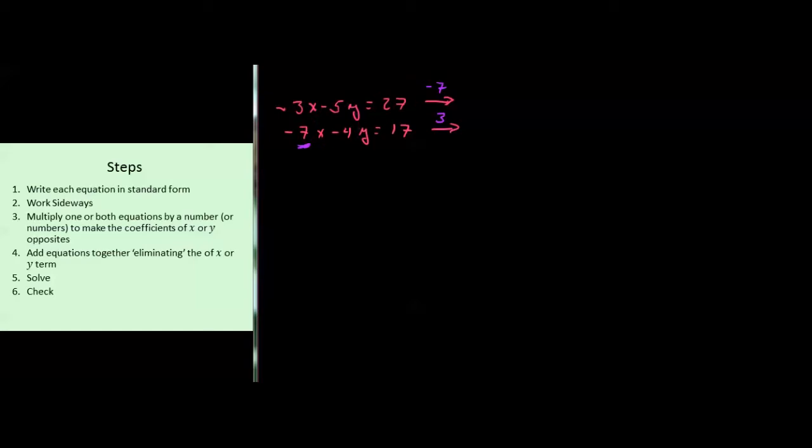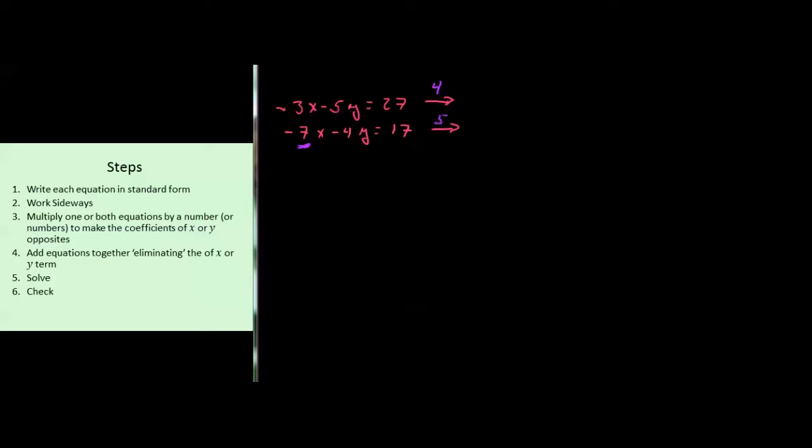All right? I always want to have opposites. I could also eliminate the y's. It doesn't matter. I'm going to eliminate, you know what? I'm going to eliminate the y's, because 7 times 27 is a big number. I don't want to deal with that. So I'm going to multiply the top by 4 and the bottom by 5.